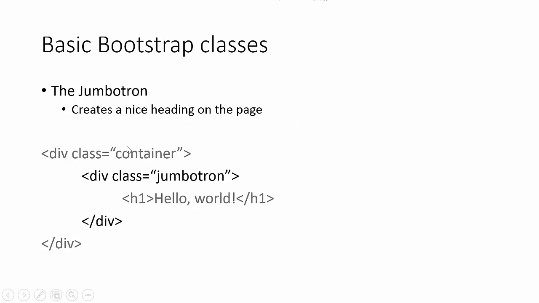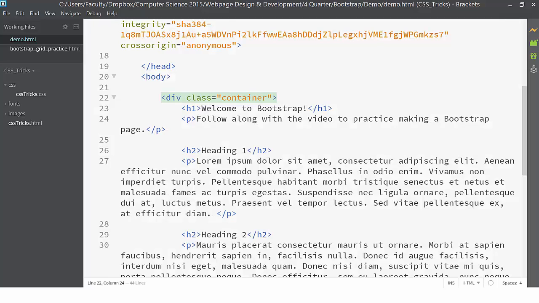The Jumbotron, just like all the other content, is going to go inside of the container. We're going to make a div with class equals Jumbotron, and generally speaking, you're only going to have maybe a heading and a paragraph inside of this. You're not going to have too much content because it's the main title of the page. So I'm going to show you how to add that in real quick.